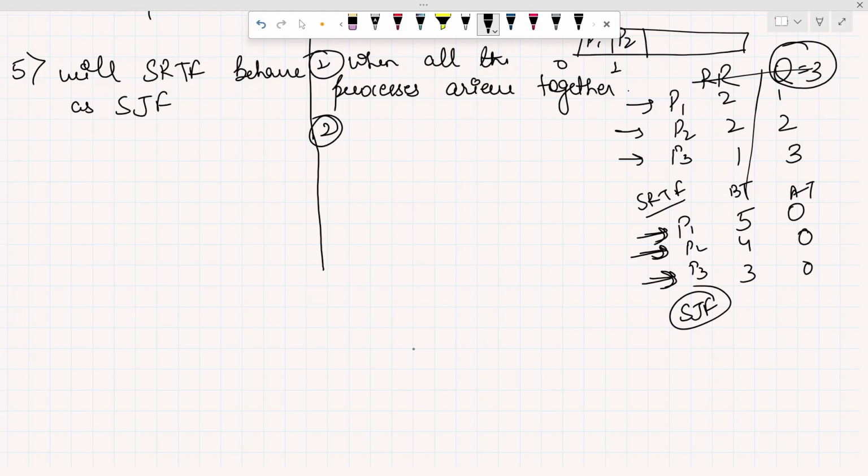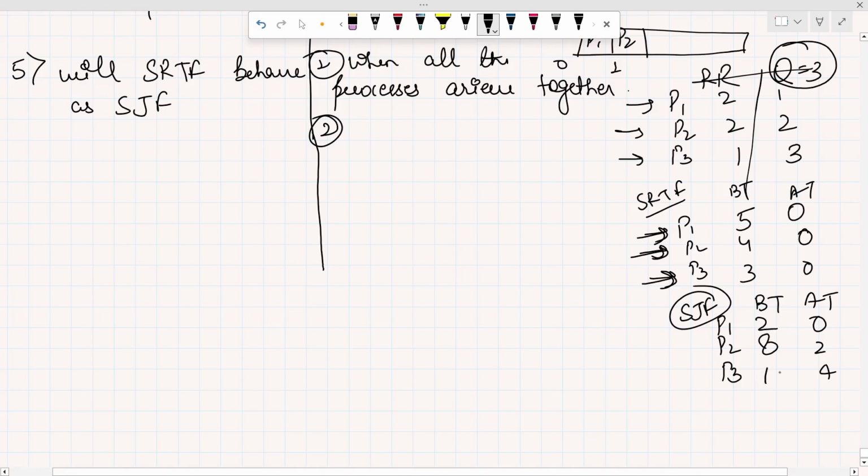What is the situation? When the later arriving processes are not smaller than the running process. What does this mean? Let's say we have processes P1, P2 and P3, and P1 comes first, then P2, then P3. The burst time of P1 is 2, the burst time of P2 is 8, and the burst time of P3 is 16. Now what happens? P1 gets the CPU first, then P2, then P3.